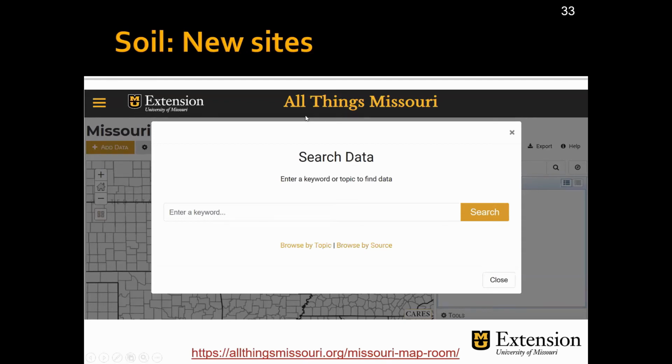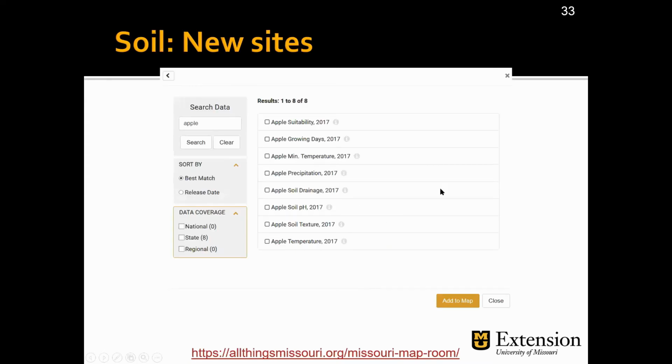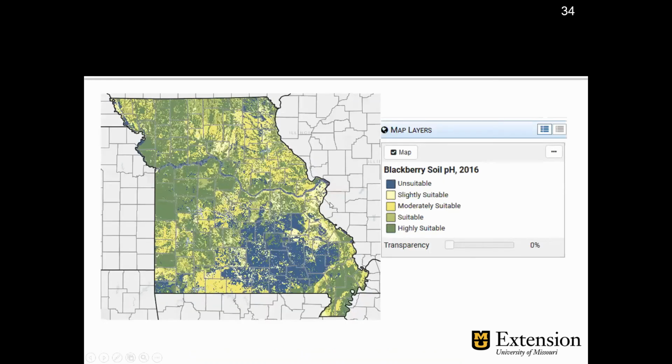So it's this map room. It's called All Things Missouri. The link is in the chat box. If you type in a keyword, let's say apples, and you click search, it's going to give you these options. You can click on select apple suitability, and it's going to show you a map of Missouri and tell you if the location where you're at is suitable. In this case, it's for blackberry. When I took this screenshot, I was looking at blackberries and the soil pH. So you see there are some areas in Missouri where you cannot grow blackberry because the pH is not adequate.